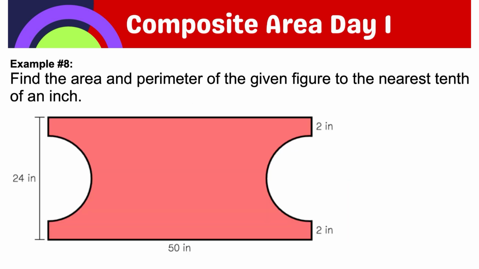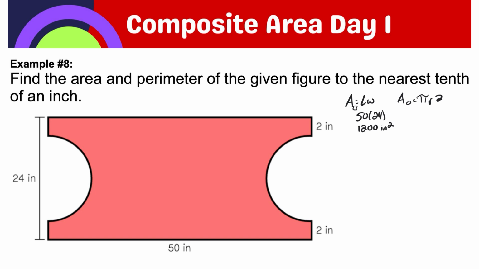Two more. Okay, so we have some pieces removed from a rectangle here, and it looks like it's 2 semicircles. Remember, 2 semicircles is the same thing as 1 circle. So when we're doing this problem, we're going to have the area of the rectangle, and we're also going to have the area of a circle. Now for a rectangle, the length is 50, the width is 24, so it'll be 50 times 24. That's going to be 1,200, and it's 1,200 inches squared.